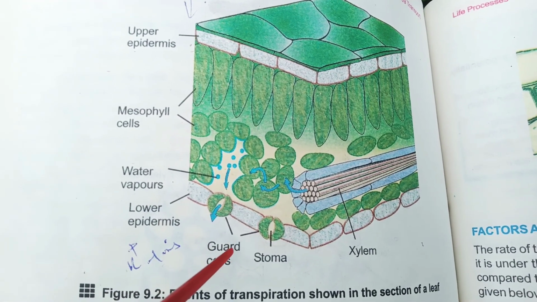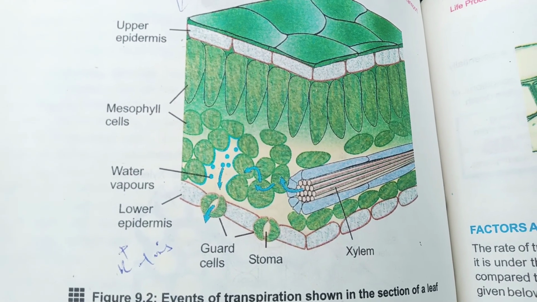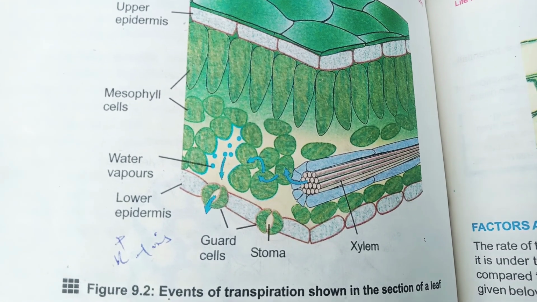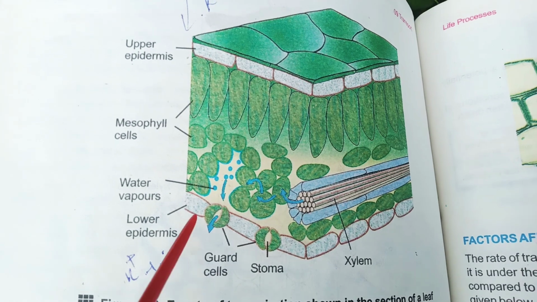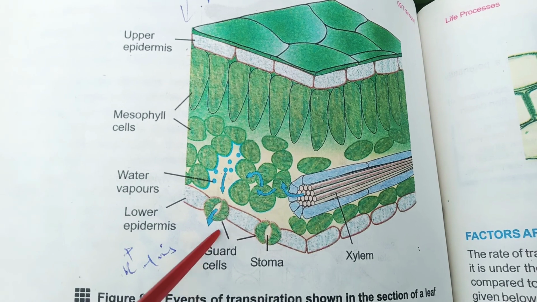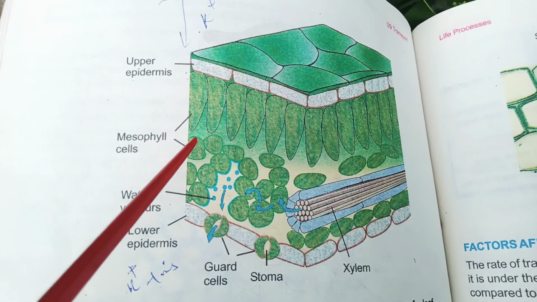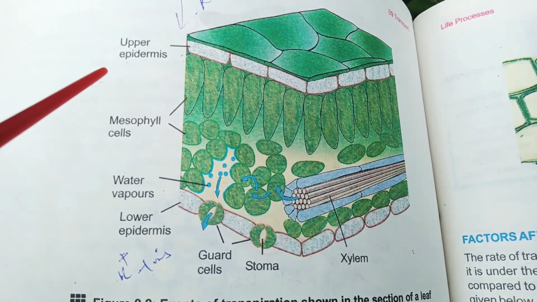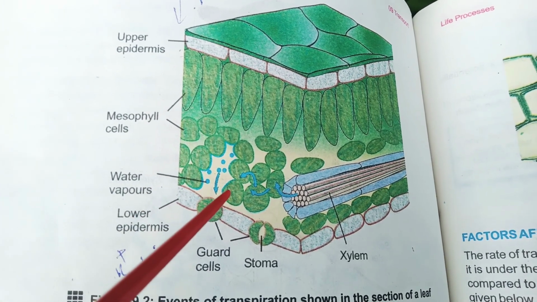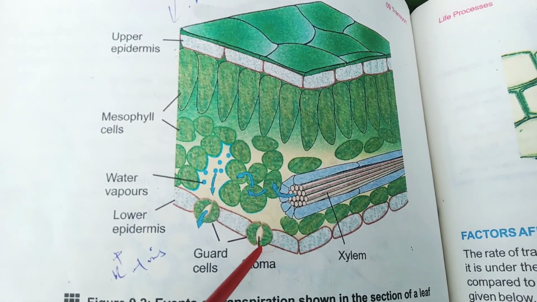At night, the stomata are closed. At the end of the day, potassium ions flow back from these guard cells to the epidermal cells, and the concentration of glucose also falls. Due to it, water moves to the epidermal cells and guard cells lose turgor. It causes the closure of stoma.